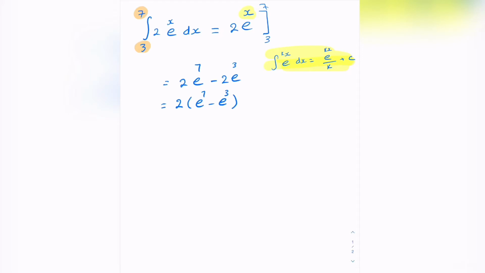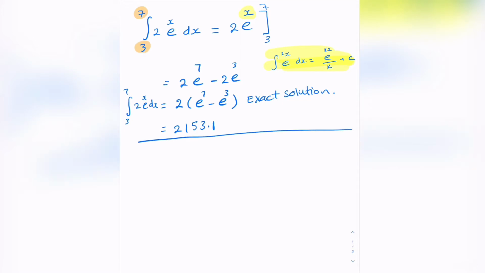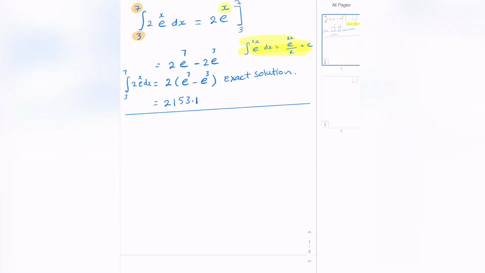If we want to find the number for it, it's going to be 2153.1, or this as the exact solution. Okay, so the integration from 3 to 7 of 2e to the power x dx equals that. Right, so that's the first one done now. Okay, let's do another question, another example.